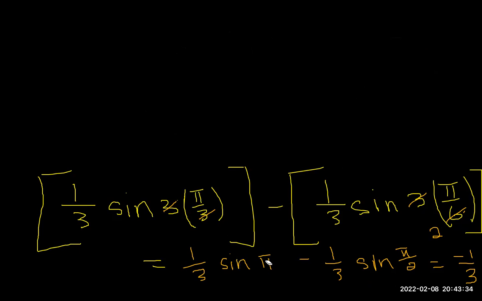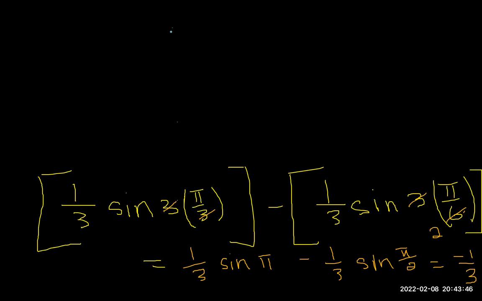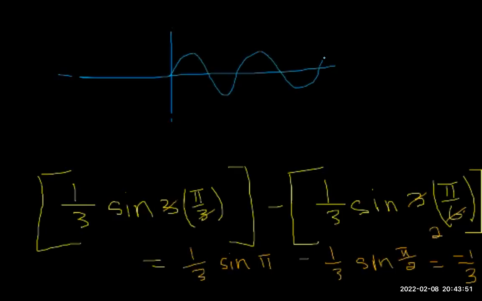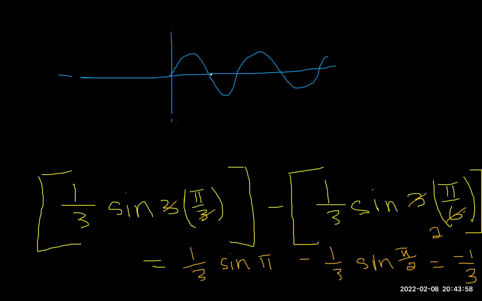Sine of pi on 2 can be calculated by hand, especially if you know the sine curve. Let me use blue. You know the sine curve looks like this. If this is y, this is x. The sine curve looks like that, right? So continuing, it cuts the axis here at pi. So if this is a sine graph, then sine of pi is 0.